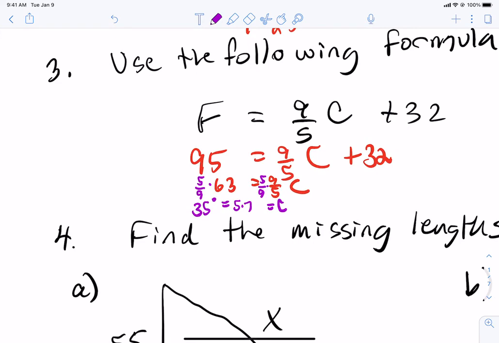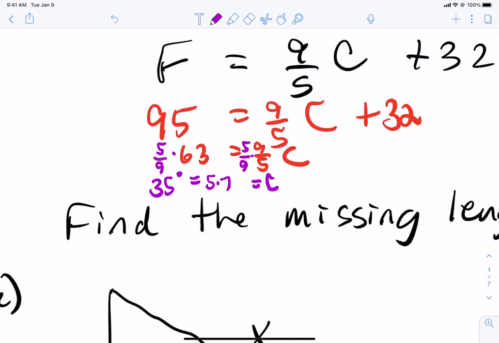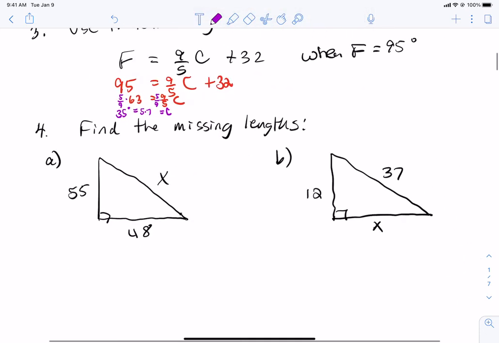Anybody have any questions about number 3? Okay. Let's take a look at number 4.